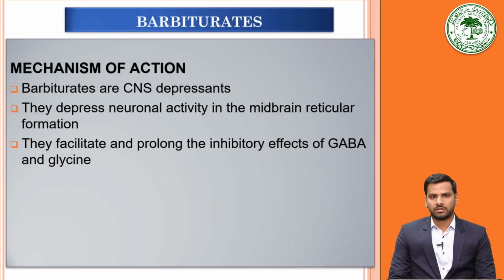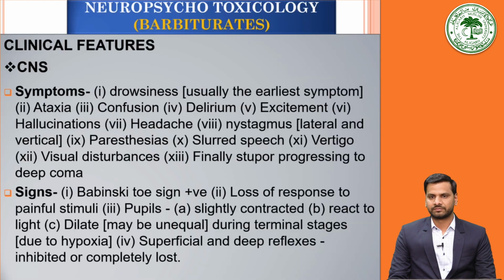Mechanism of action. So, barbiturates are CNS depressants. They depress the neuronal activity in the midbrain reticular formation. They facilitate and prolong the inhibitory effects of GABA and glycine.